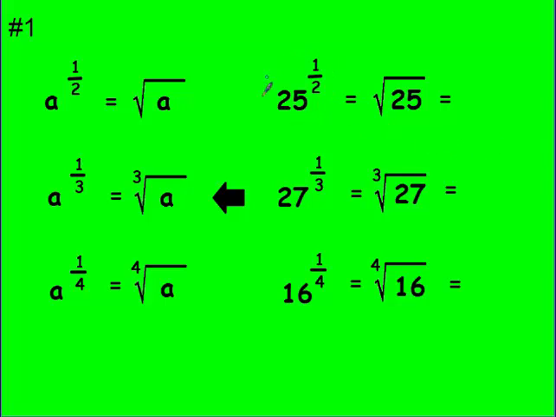25 to the 1/2 power is really asking you to find the square root of 25, which is 5. 27 to the 1/3 power is asking you to find the cube root of 27, which we already talked about is 3. And 16 to the 1/4 power is asking you to get the 4th root of 16, which is 2.